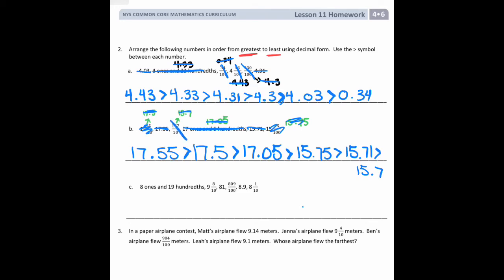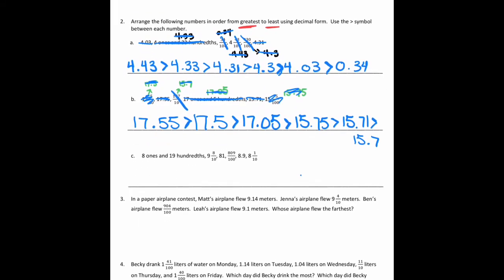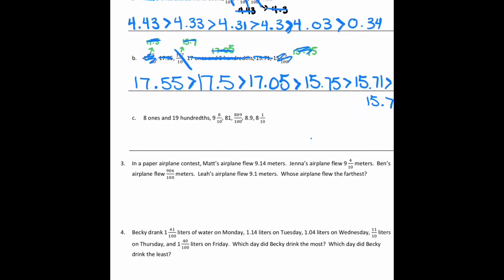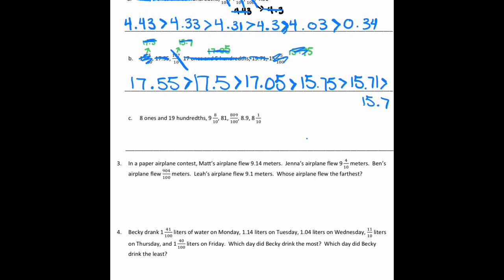Alright, on part C, we're going to do the same thing again, change all of those into decimal form, and then put which one is greater. If you want to pause here and try it on your own before I get started and then play, that would be good practice. Okay, part C says 8 ones and 19 hundredths, so I'm going to change that to 8.19.